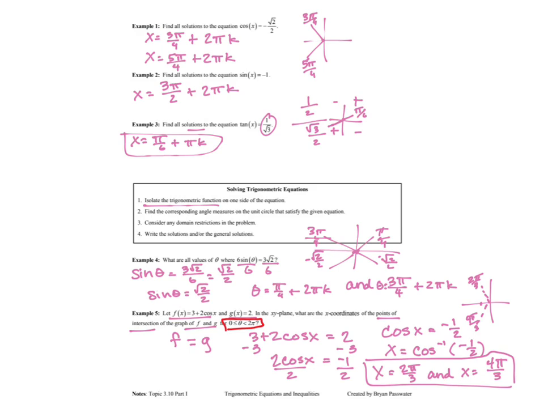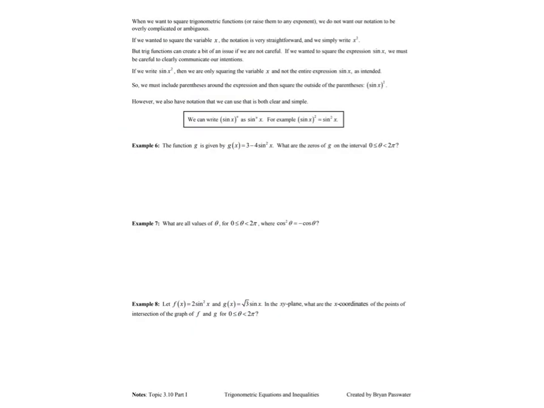Say it again. No, we threw out restrictions on inverses. That was the first thing that we did today. It says all of them. Where are the x coordinates? All of them. Okay, good question.